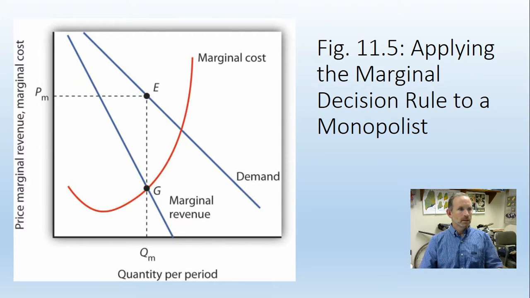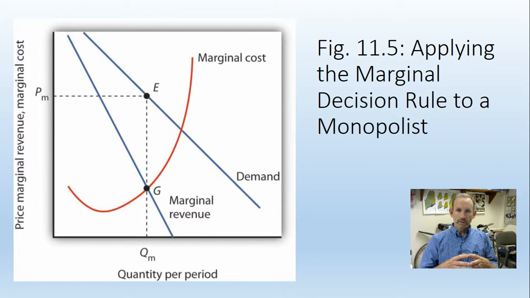Okay, here's another slide right out of the book. Again, this applies not just to monopoly, but any business with monopoly power, even if it's not a pure monopoly. So you'll see this graph again in the next couple of chapters. So we have the same demand curve and marginal revenue curve that we just went through. Now we add in a marginal cost curve, and I'm going to ask you to apply the marginal decision rule.